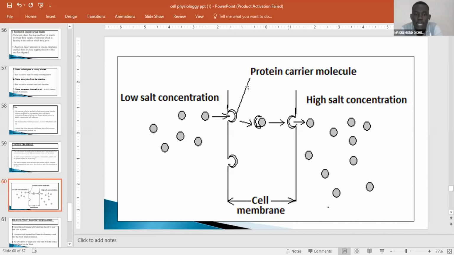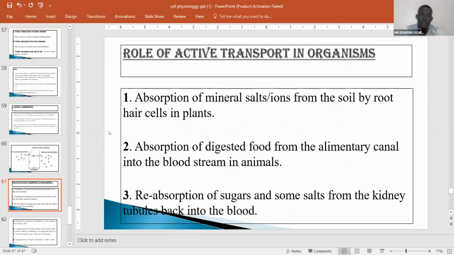And the protein carrier molecule, as you can see, combines with the salt ions, and then it transports them across the membrane to the region where there is a high concentration. I think this diagram here has helped us to understand what we mean when talking about the protein carriers.